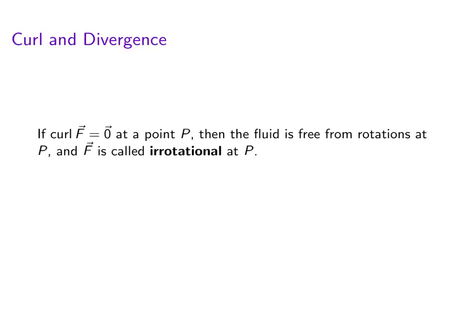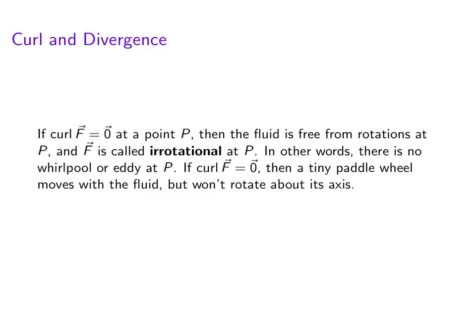Now, if you have a vector field whose curl is 0 at some point, then the fluid is free from rotations at that point P. So F is called irrotational at the point P. So in other words, there's no whirlpool or no eddy at the point P. If the curl of F is 0 and you placed a tiny paddle wheel in the fluid, the paddle wheel would move with the motion of the fluid, but it wouldn't spin. If the curl of F is non-zero, then the paddle wheel will rotate about its axis.